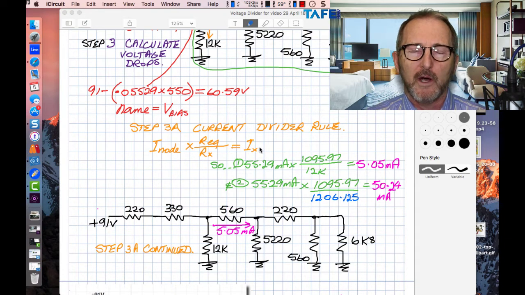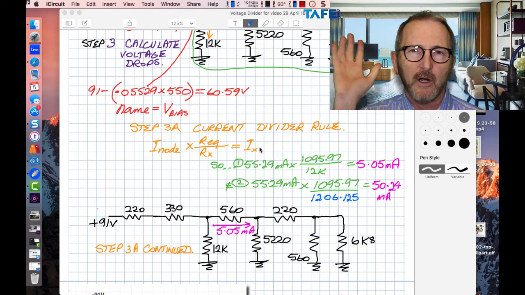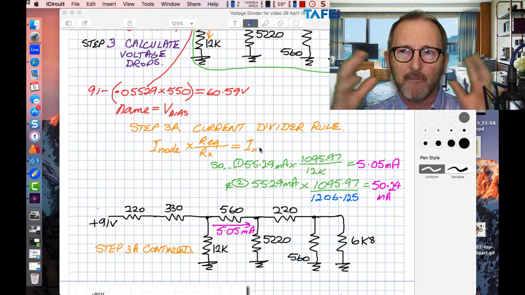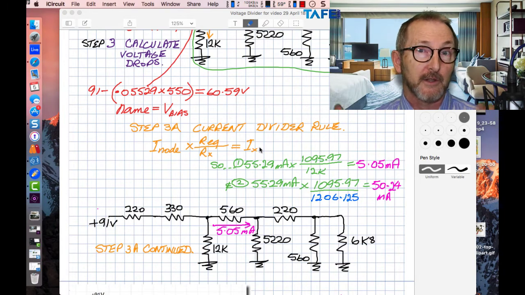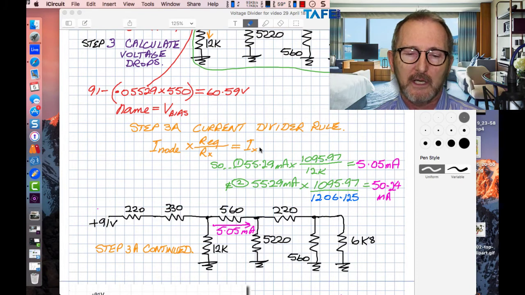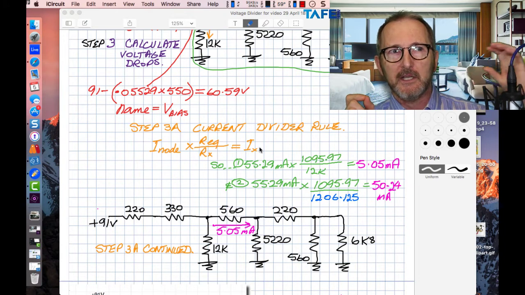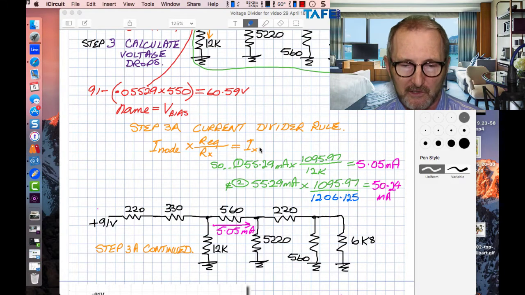You'll find this equation in Floyd and a few other books. Historically, when I did my first training, we were taught a slight variation of this rule, and it could only be used for 2 resistors, whereas the rule that I've got here can be used for any number of resistors in the network. So this is the only current divider rule that I teach nowadays. Just get the total equivalent resistance for the network, divide that by the individual resistor, multiply that by the node current coming into the network, and that'll give you the current for that particular resistor.